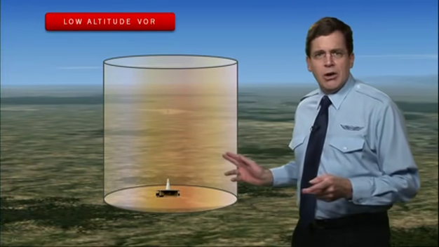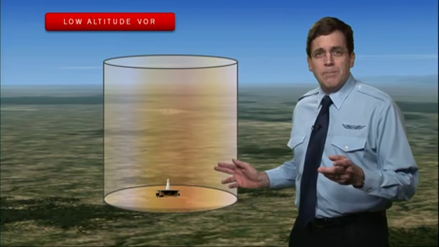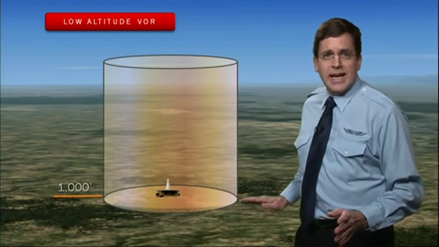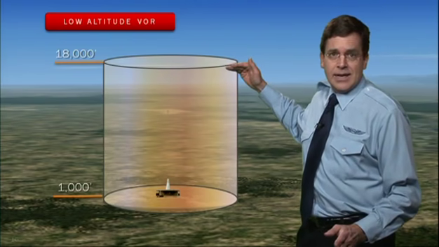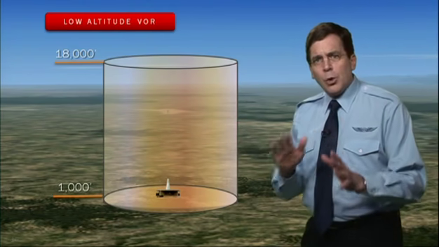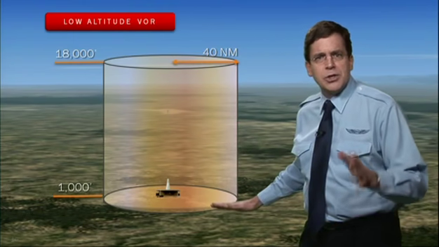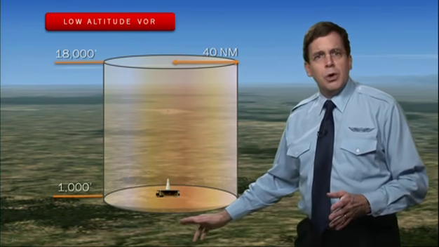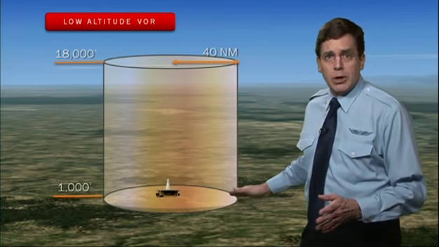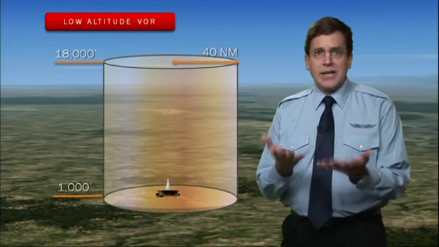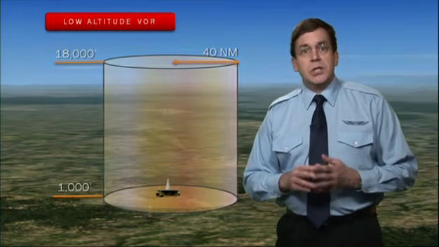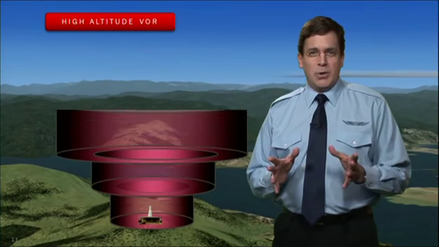This illustration here shows a low altitude VOR. The standard service volume begins at 1,000 feet and extends upward to 18,000 feet with a 40 nautical mile radius. Below the 1,000 foot floor, the service starts from 0 nautical mile range at ground level and tapers up to the full 40 nautical mile range as it rises toward the 1,000 foot level of the service volume floor.